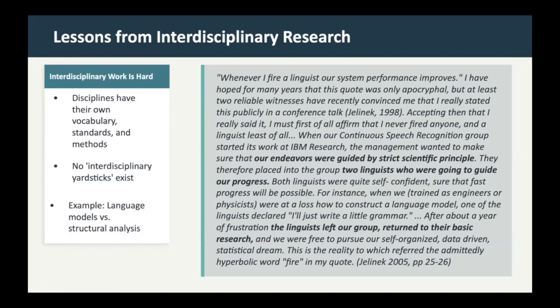So let me revise this statement and give you the history of our project. The interesting thing he says, and I put that in bold, is that our endeavors were guided by strict scientific principles. So they gave us 2 linguists who were going to guide our progress, right? And they said, we need to build a model of this language. Oh, we'll just write a little grammar. That's what the linguist said. And he says, after a while, the linguists got frustrated. They left our group and returned to their basic research. And this is what he thinks that people think he said when he said, every time he fires a linguist, the system improves.